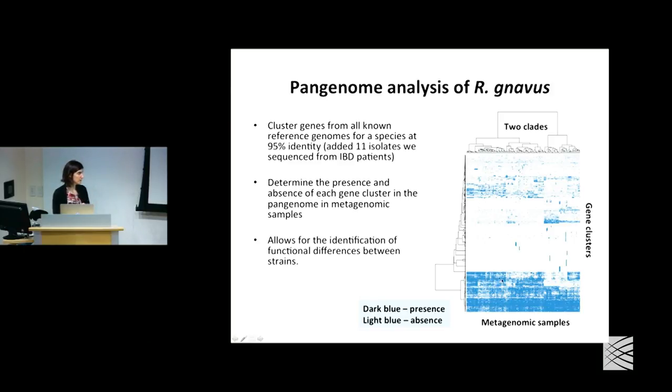And so in dark blue is the presence of those genes. You could see that some genes are present in all of the Ruminococcus navis samples. So our core genes, or our marker genes that I was mentioning that we use for classification, would be some of these that are present in all samples. Some genes are present in some samples, but not in others. And when we made a tree based on the presence or absence of these genes, we saw two clades form. And so we wanted to look at which samples were present in each of those clades.